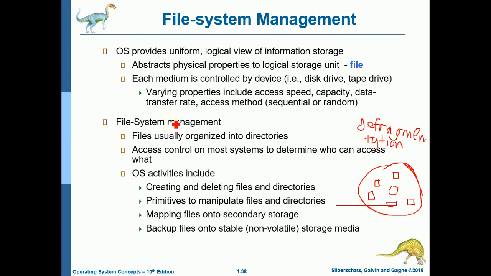So each medium is controlled by a device such as a disk drive or tape drive. Varying properties include access speed, capacity, data transfer rate, or access method, may it be sequential or random. So file system management: files are usually organized into directories, then access control on most systems to determine who can access what. Then the OS activities include creating and deleting files and directories, primitives to manipulate files and directories, mapping files onto secondary storage, and then backup files onto stable or non-volatile storage media.